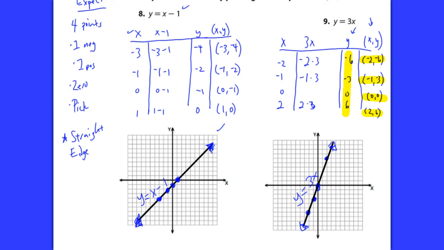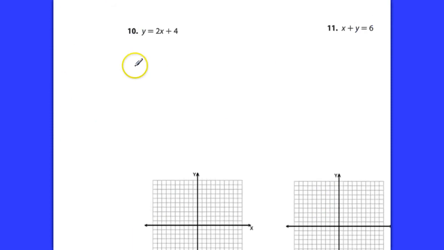Okay, I am going to do number 10 and 11, and I'll tell you what I'll do, let's look at those. For number 10, here's what I think I'll do. I will set this up for you, 2x plus 4, and that's y. For this one, I'm going to pick -2, -1, 0, and 2.